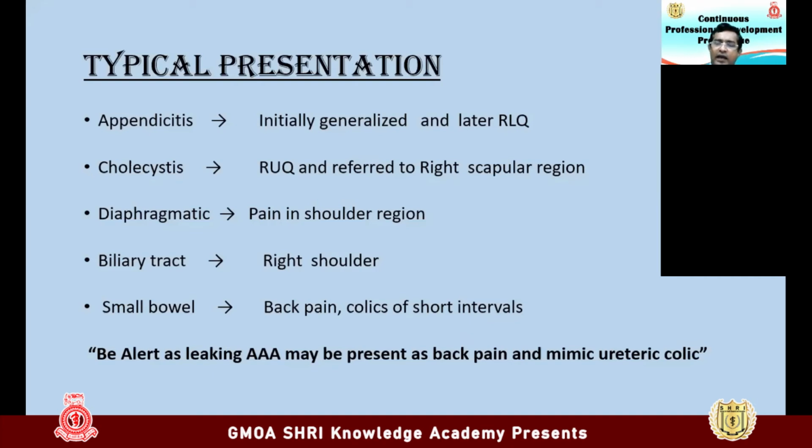So if we analyze the symptomatology clearly and precisely, these explanations will help you to come to a particular diagnosis without delay. But there's an important point which is well described in the literature and in medicine. A leaking abdominal aortic aneurysm can mimic ureteric colic. It's a well-known fact. So always when you're examining and thinking of ureteric colic, think about the other aspect as well.